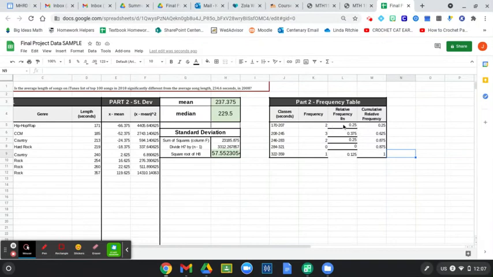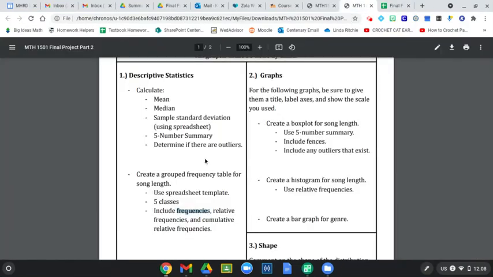You could do it all kind of by hand. You could use some formulas. You could half use formulas. I mean, it really doesn't matter. Just make sure this is F divided by N, and this is this column added up each column as you go down. Okay, let's check back here. So I have all of my group frequency table complete.